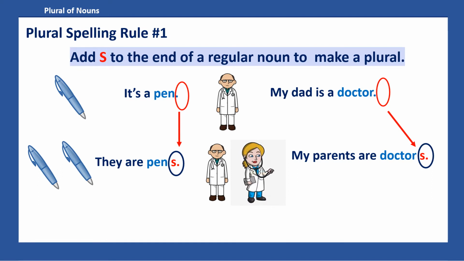So listen and repeat after me. It's a pen. They are pens. My dad is a doctor. My parents are doctors.